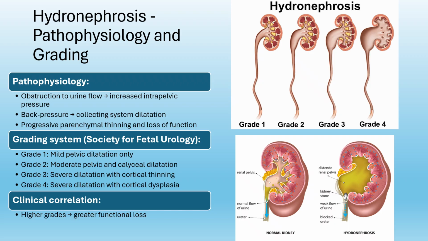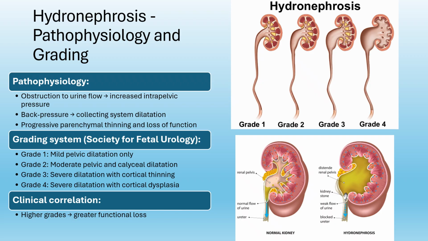The process begins with obstruction at any level of the urinary tract. As urine production continues against resistance, hydrostatic pressure in the renal pelvis increases. This elevated pressure transmits backward through the collecting system to the nephrons. Initially, the kidney compensates by decreasing GFR and enhancing tubular reabsorption. But sustained pressure leads to progressive structural distortion.